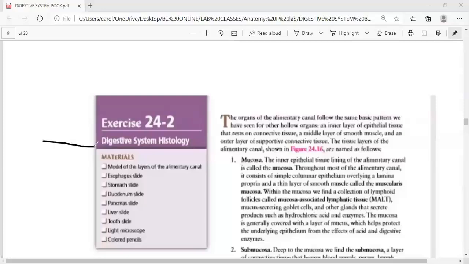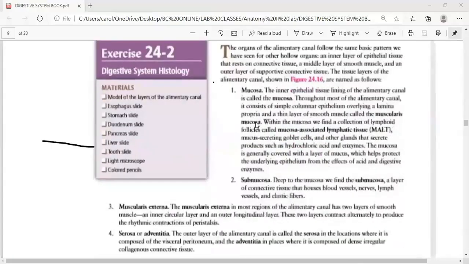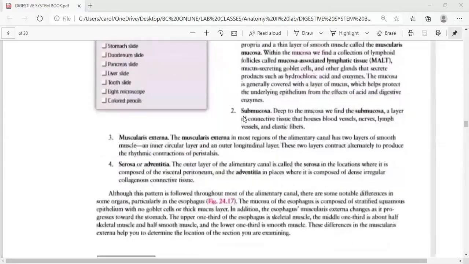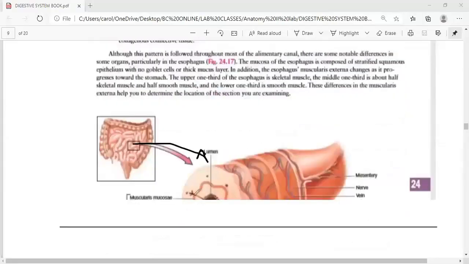Histology, these organs that we have in the digestive system, they're going to have 4 layers. They're going to be mucosa, submucosa, muscularis, and serosa, right? That's what you see right here, the 4 layers, no matter where you look. So if we scroll down right here, you see the muscularis right there. So that's what you have right there.